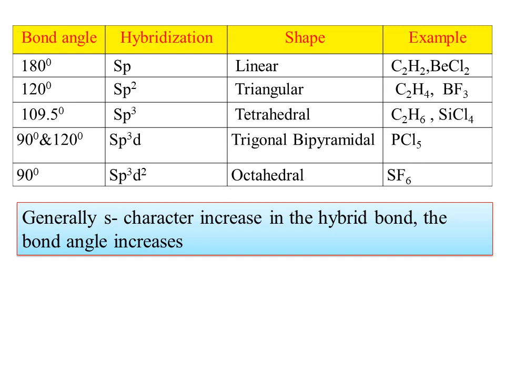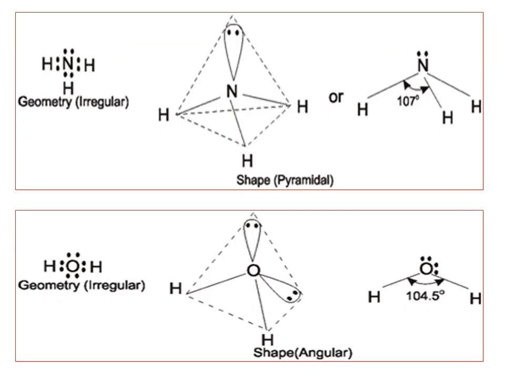So generally, as the s character increases in the hybrid bond, the bond angle also increases. For example, when you consider ammonia, it is going to have a pyramidal shape, because it has one lone pair of electrons, therefore it is going to have 107 degrees. So if you have a bonded pair and a lone pair, that also affects the bond angle.